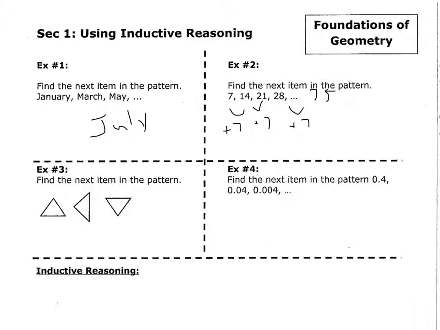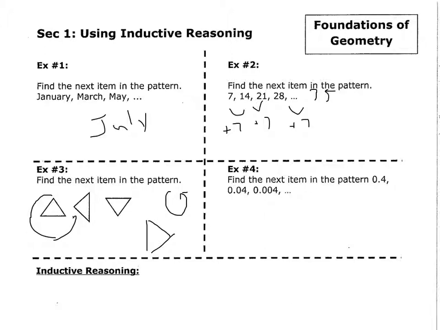Okay? Example number 3. You're finding the next item in the pattern, which way the triangle goes. It looks like it's moving in this direction or counterclockwise. Okay, so your next one would go like this. You're just moving that point 90 degrees every time.